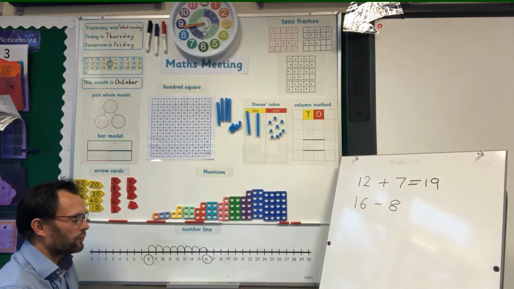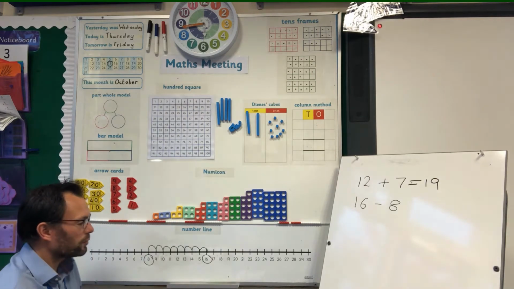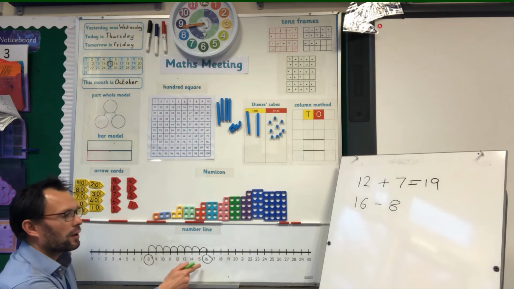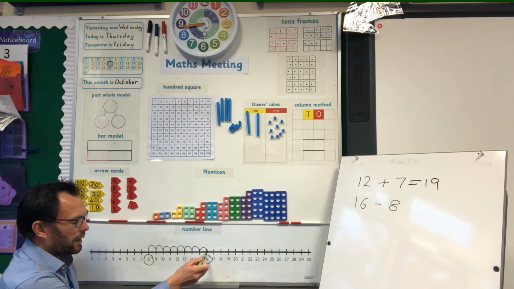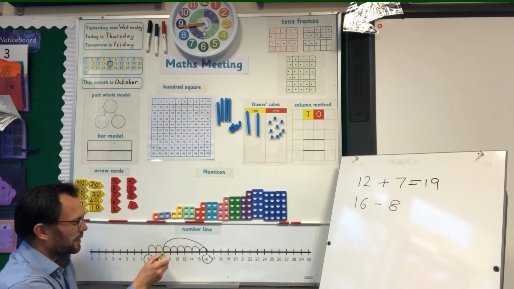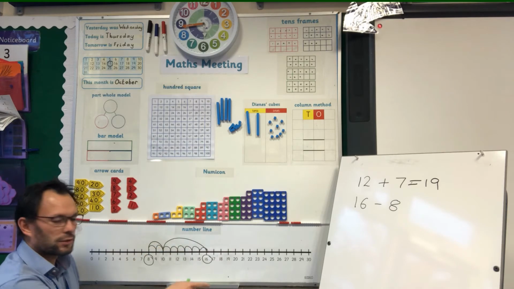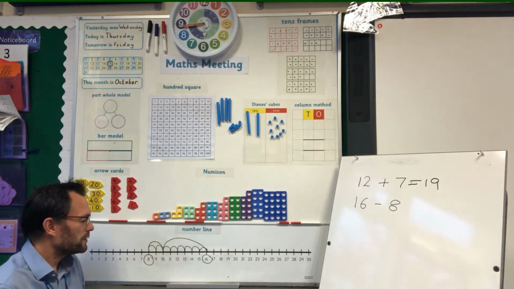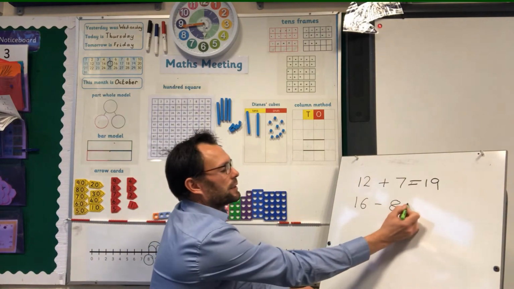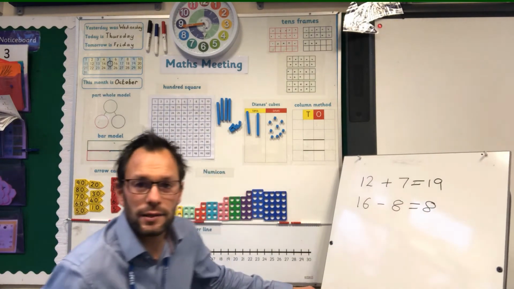Now, some children might be able to use their number bonds to help with this, and they might know that taking away 8, we could split the 8 into a group of 6 and a group of 2. And so in that way, we would bridge through 10. So the answer to 16, take away 8, equals 8.